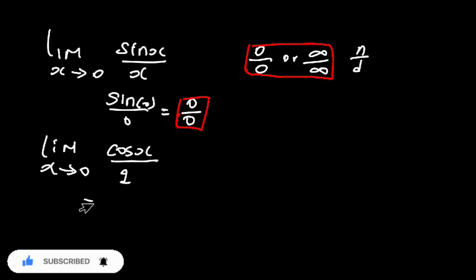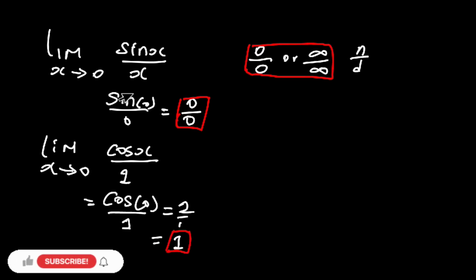So let's plug in 0 into this equation. So we're going to have cosine 0 over 1. Cosine 0 is equal to 1. Then we have 1 over 1, which is equal to 1. So we have that the limit as x approaches 0 of sin x over x is equal to 1.